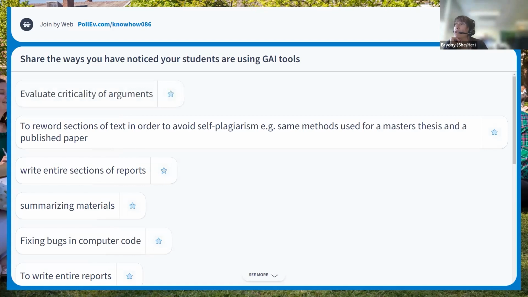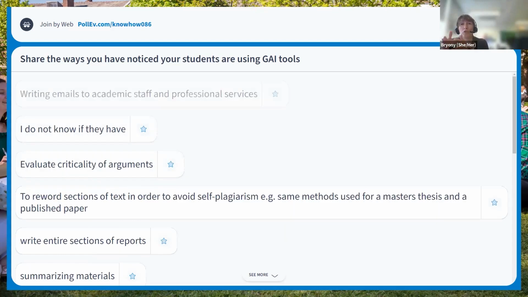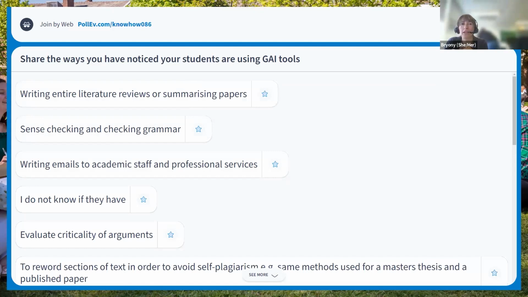Yes, to avoid self-plagiarism. Yes, that's true. If you've written a methodology and it's pretty much the same methodology, and you've produced several articles from it, ideally you shouldn't be using the exact same wording. So I could see that people would use it for that too. Yeah, and writing emails. Yeah, spelling and grammar. Yeah, these are all the things that we would definitely expect to be happening.